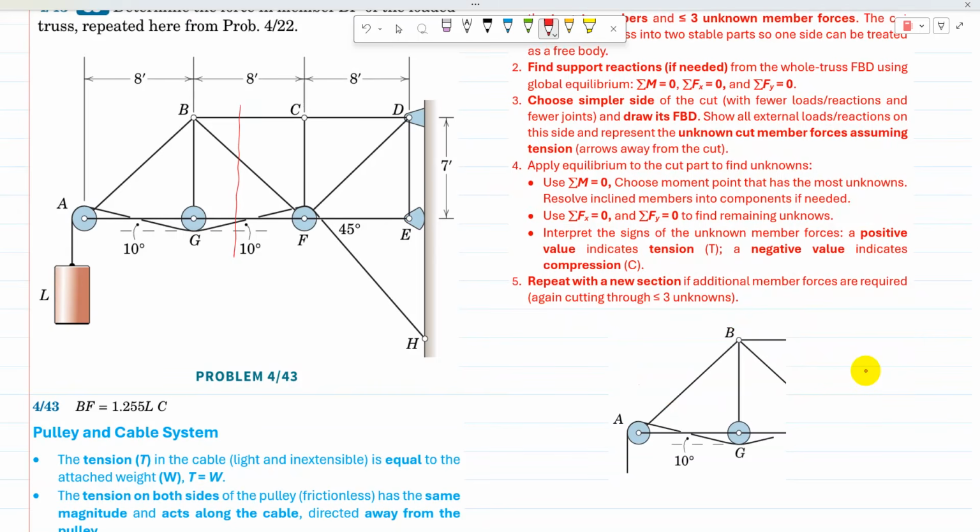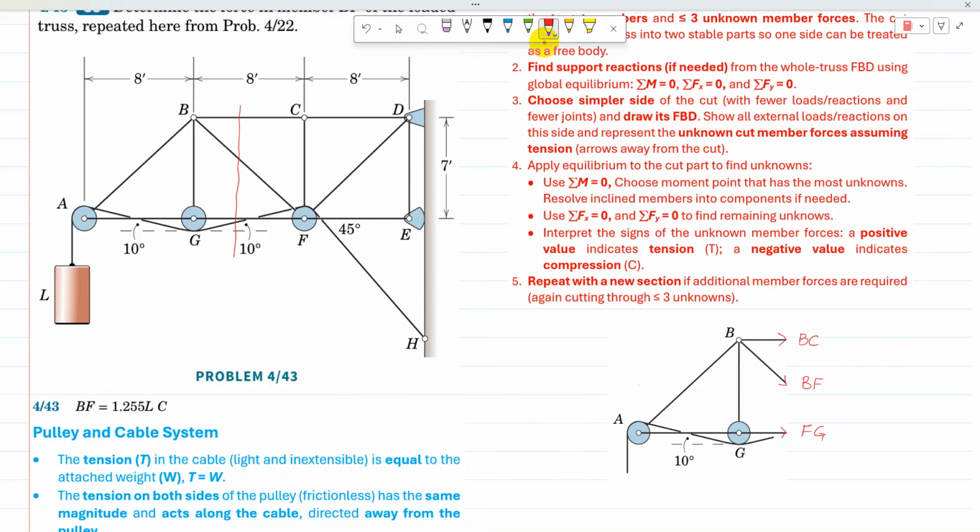In the free body diagram, show all external loads and reactions on this side, and represent the unknown cut members assuming tension. So there are three unknown cut members. One is BC, and I am going to assume that it is in tension. The other one is BF, and the third one is FG. These are three member forces that I have assumed in tension.